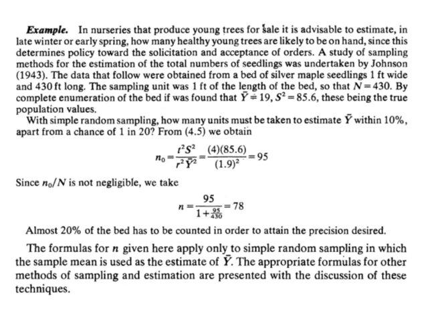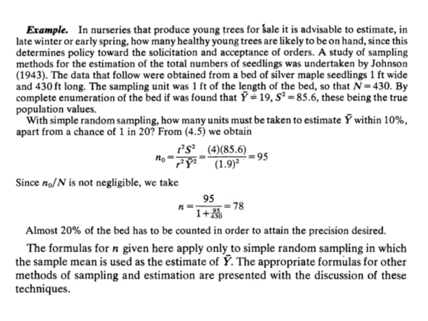Let's take an example. In nurseries that produce young trees for sale, it is desirable in late winter or early spring to know how many healthy young trees are likely to be on hand, since this determines the policy towards the solicitation and acceptance of orders. A study of sampling methods for estimation of the total number of seedlings was undertaken by Dawson, 1943.